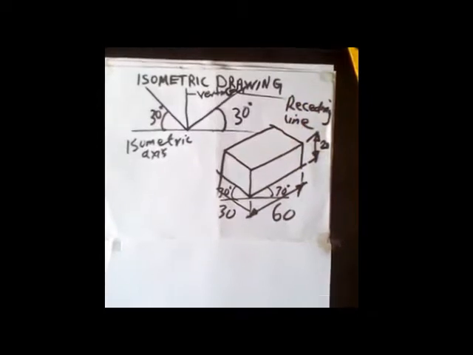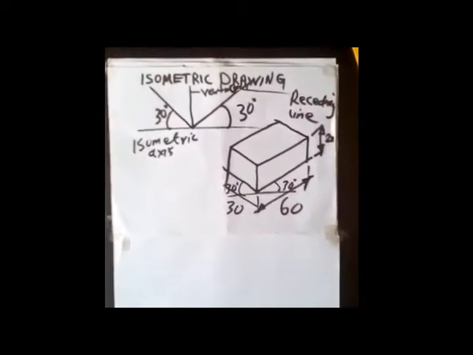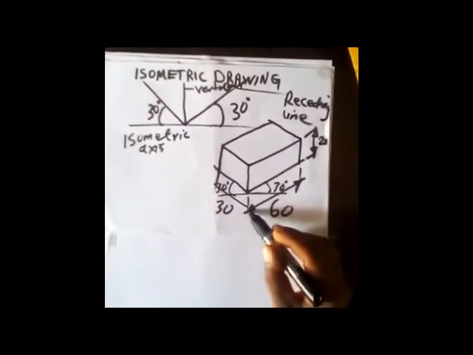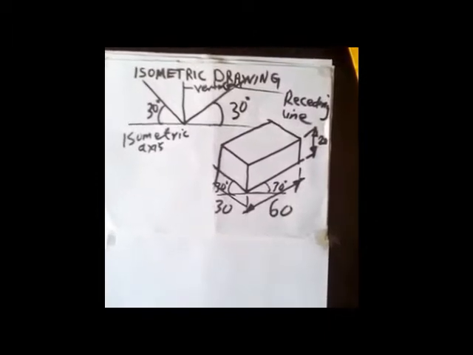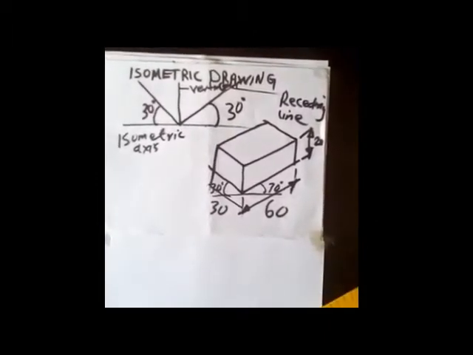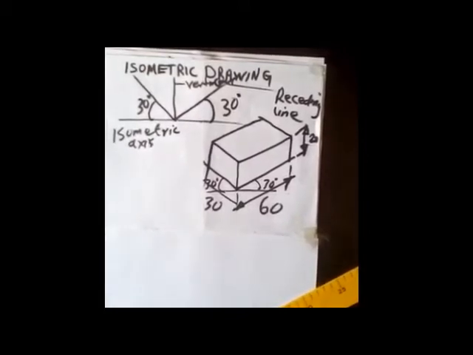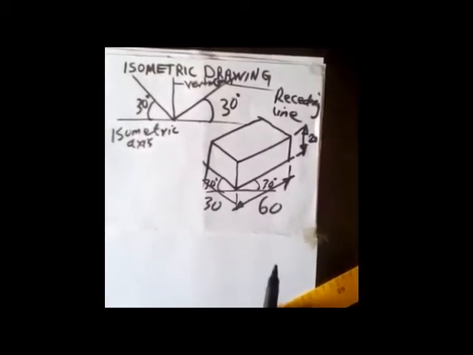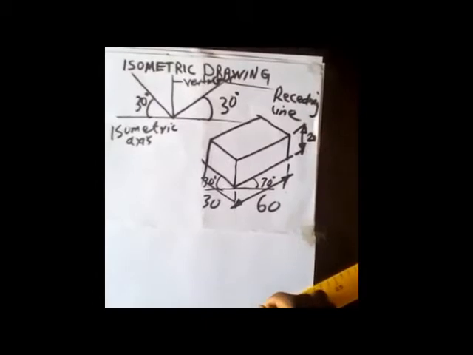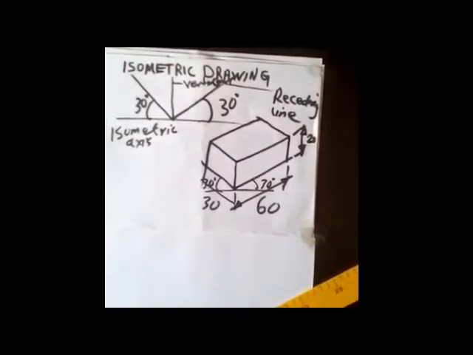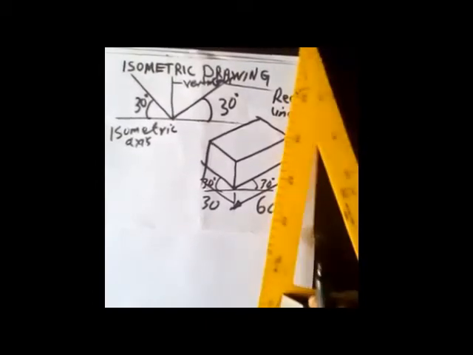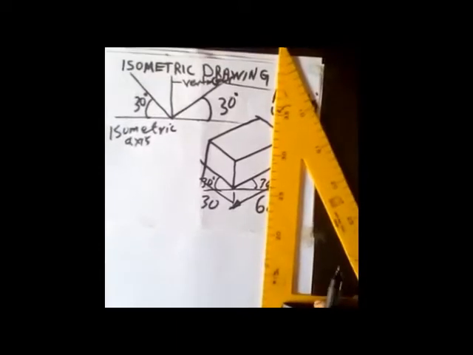You now measure from here to here. From the measurement given here, from here to here, the length of this block is what? 60. So you now measure, take your ruler and put it in line on the straight line that has already been drawn, which is the receding line. You now mark 60 millimeters. So you now project this up.